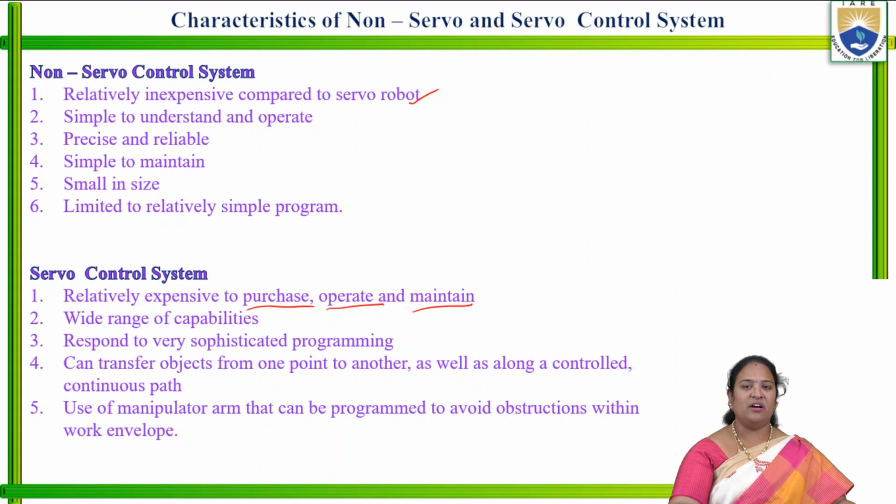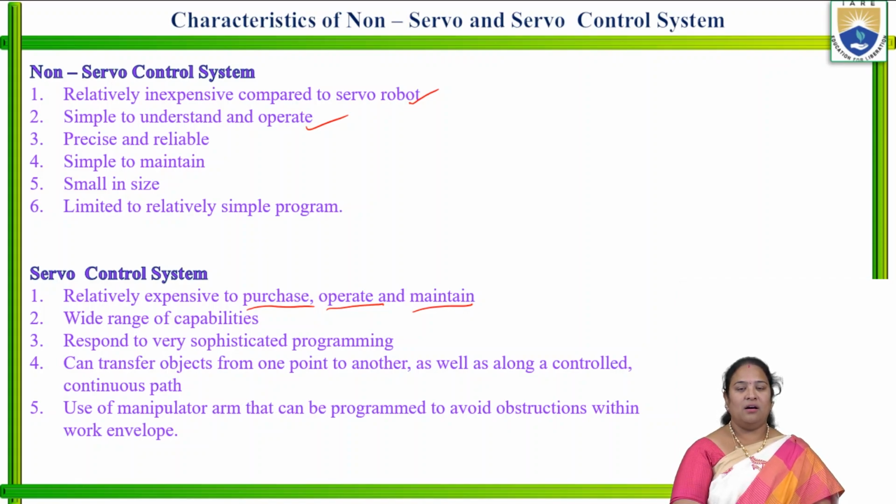Whereas to give the final output for the given input, we use the non-servo type of controller, which is easy to operate, has less maintenance, and is simple to understand. It is not very complex. In order to run the robot, it should be simple to understand and operate. That type of robot comes under the non-servo controller. The precision and reliability are also more for the non-servo controller. It is simple to maintain. As I've told you, it is not much complex.